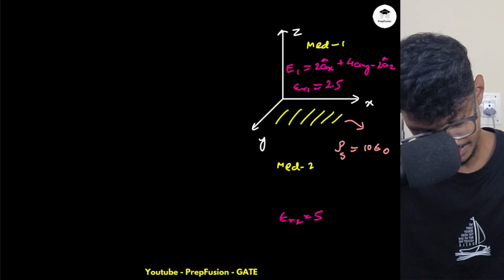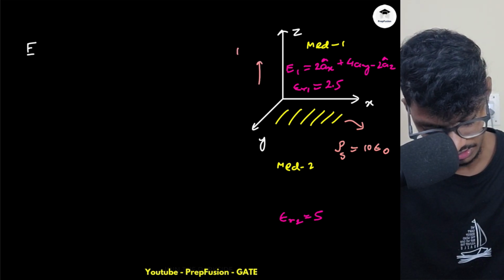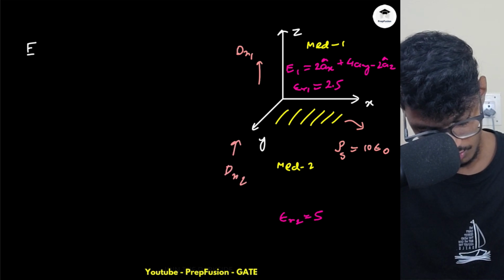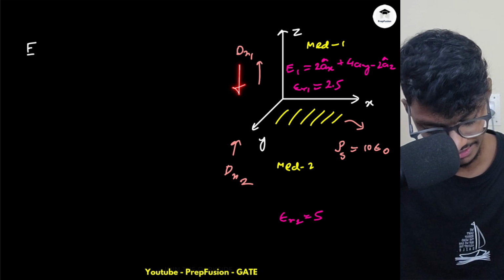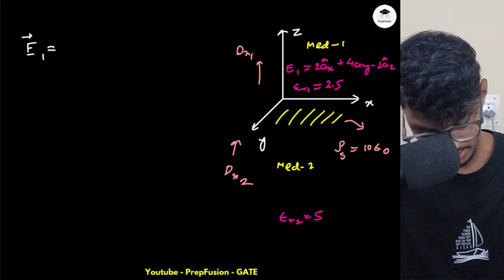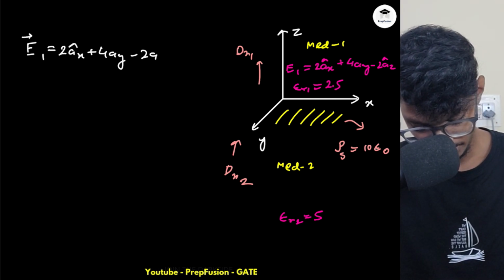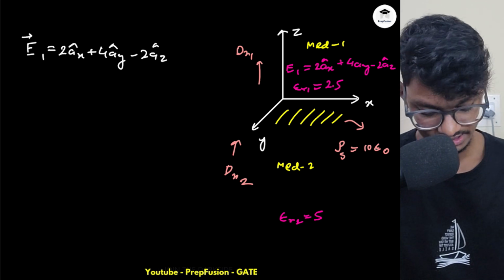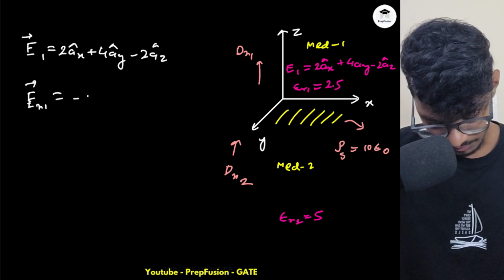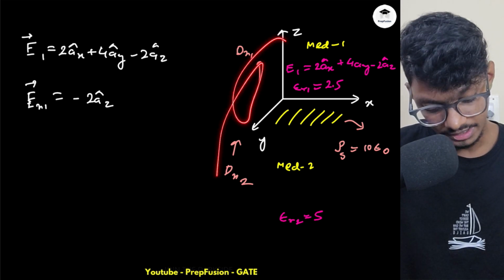So from here I can write down the expressions. I will take this as my reference normal direction, dn1 and dn2. Now I don't care if dn1 is actually in this direction, I will write this in negative. So my E1 is 2ax plus 4ay minus 2az. Obviously you can see the expression and directly say En1 will be with the direction minus 2az cap. It is negative, that is fine, but my reference I will take as this to remove all the confusions.